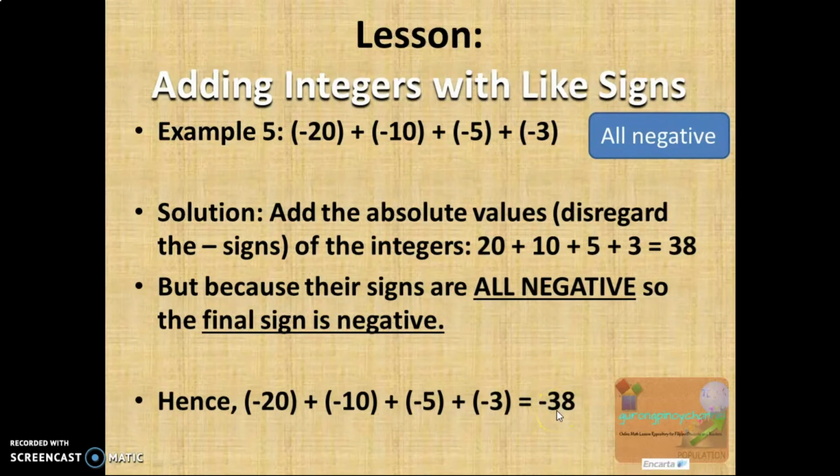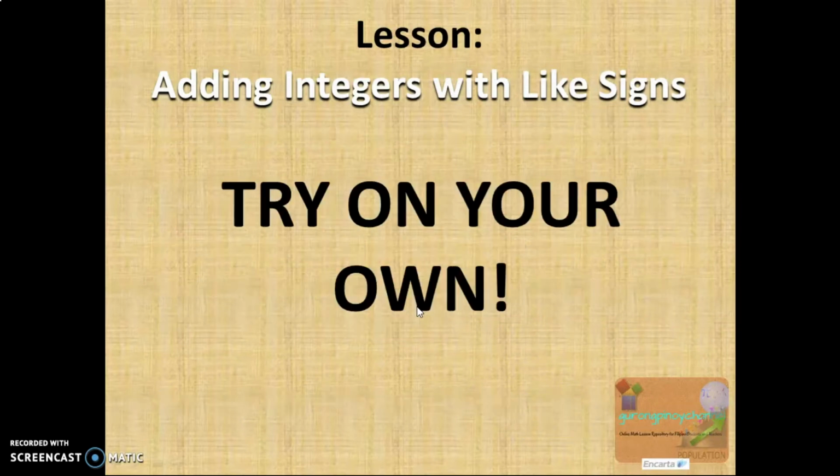Okay, let's have the fifth example. Negative 20 plus negative 10 plus negative 5 plus negative 3. They are all negative. So, again, you have to add the absolute values. 20 plus 10, that's 30, plus 5, 35, plus 3, 38. So, because their signs are all negative, the final sign of our answer is negative. So, our final answer is negative 38.